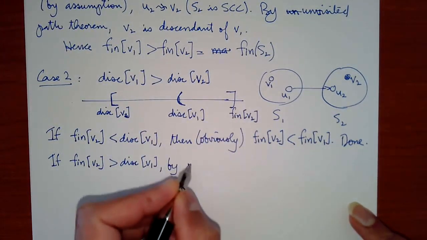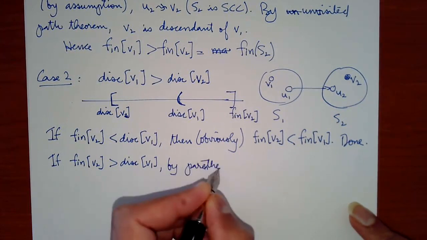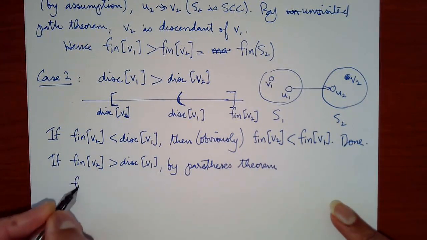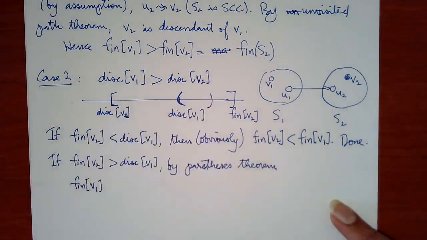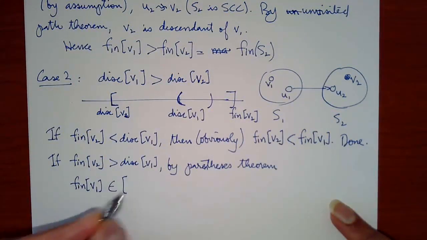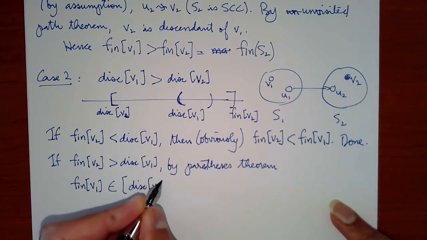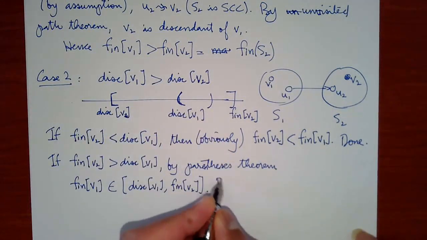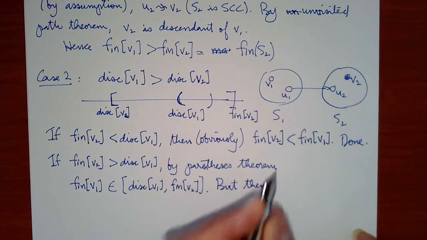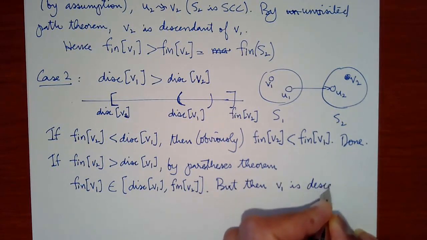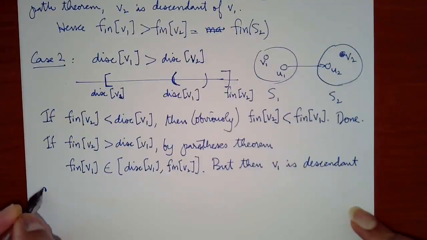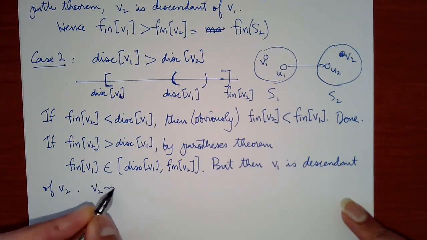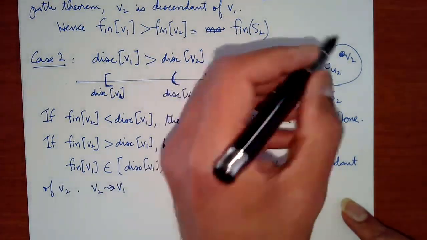Then by the parentheses theorem, the finish of V1, so this has to finish in here to be a correct parenthetical statement, lies in the range discovery of V1, finish of V2. But then V1 is a descendant of V2. So that means that essentially there is a path that goes from V2 to V1.